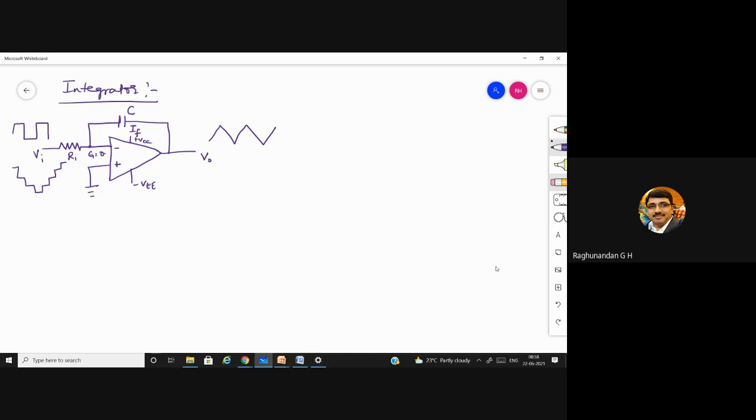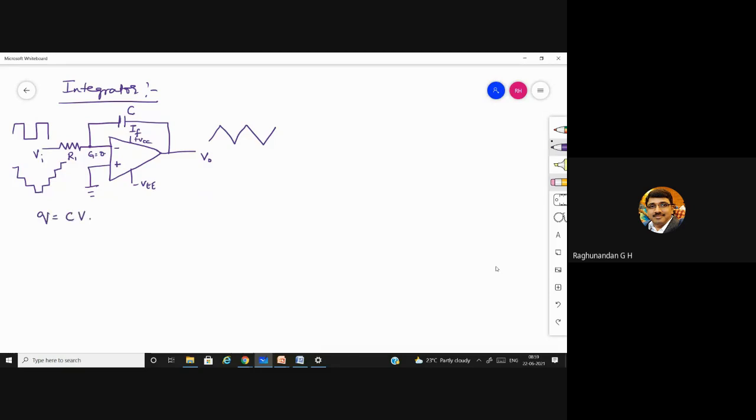Now, whenever a capacitor is given, in all the other cases we used to start with applying the KCL. But whenever a capacitor is given, first write the capacitor voltage and charge relationship. Can anyone tell me the equation for the relationship between the capacitance, charge and the voltage? Q is equal to CV. Yeah, Q is equal to CV.